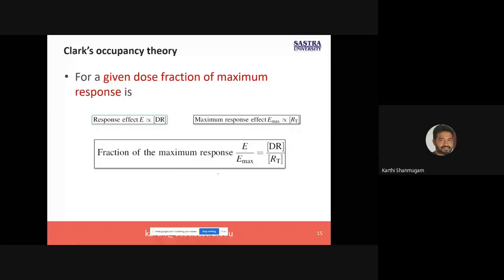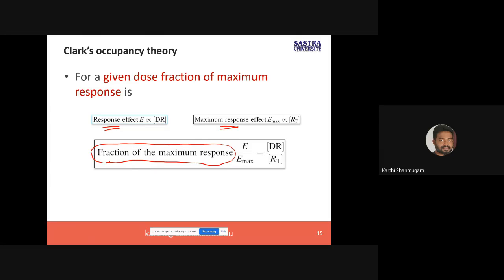E by Emax is called the fraction of maximum response. In the previous two slides, I explained what E and Emax are. E is the response effect, and Emax is the maximum response effect. So the fraction of maximum response is calculated by E over Emax, and that is equal to dr by RT. Is it understandable? So E by Emax is the fraction of maximum response we can expect at the given time.